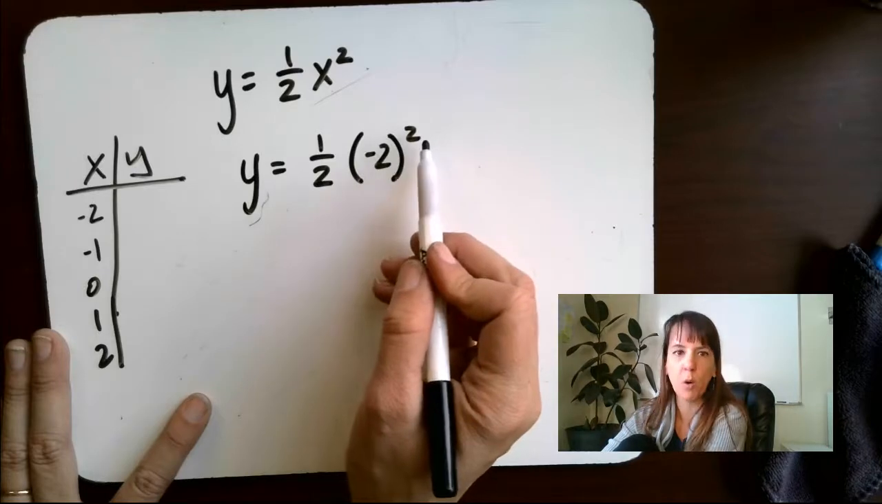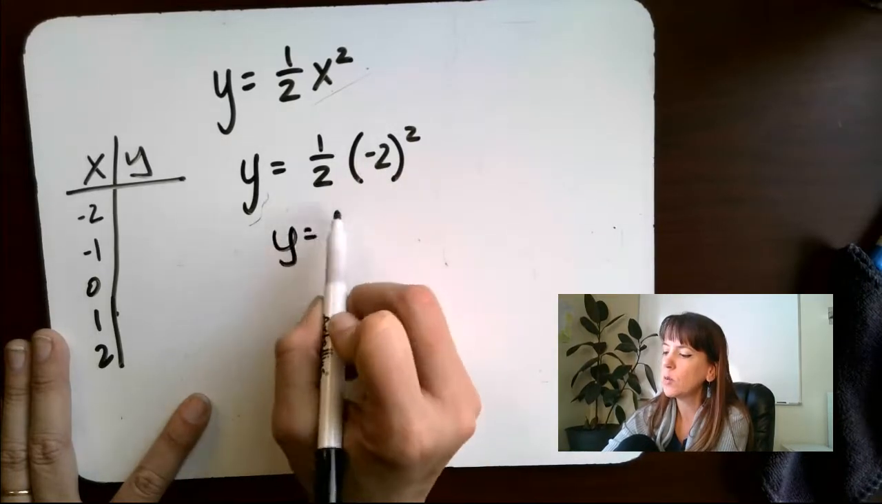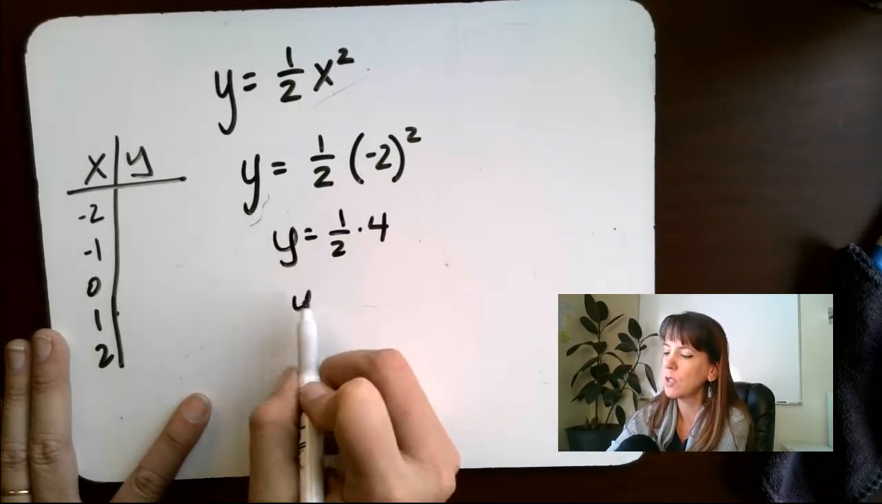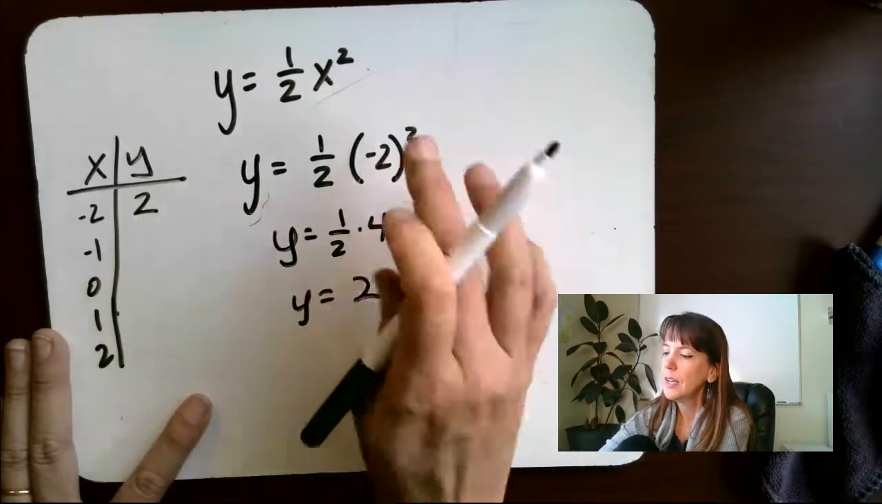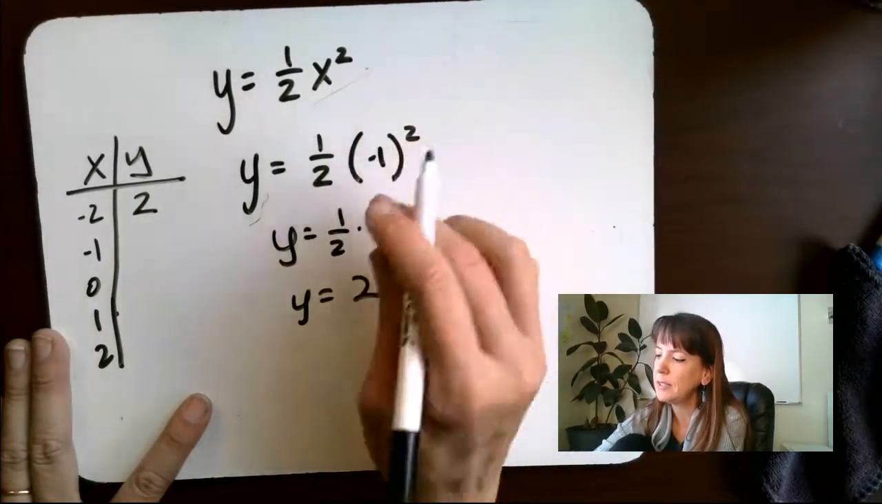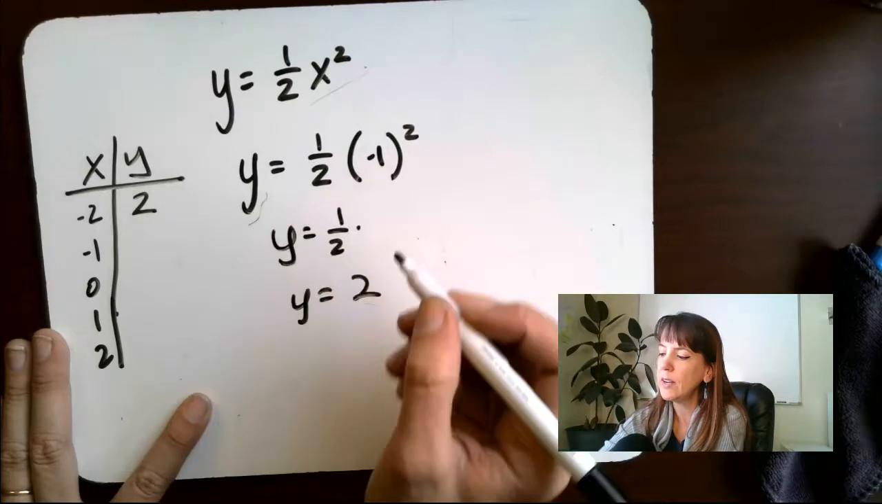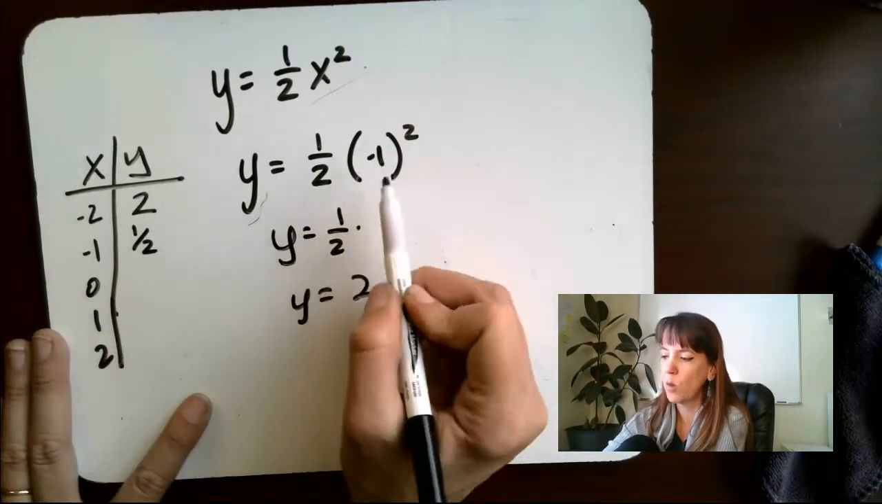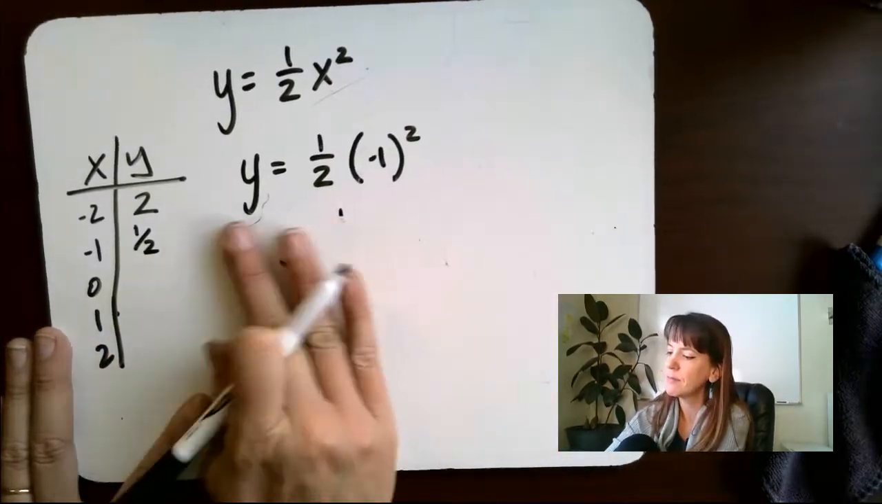Negative 2 squared is 4, right? So y equals 1/2 times 4, which equals 2. Now we've got to do the same thing for this. Negative 1. Negative 1 squared is 1. That's going to be 1/2, right? Because 1 times 1/2 will give us that.